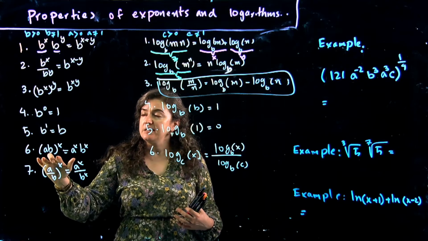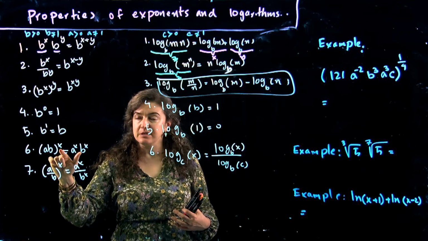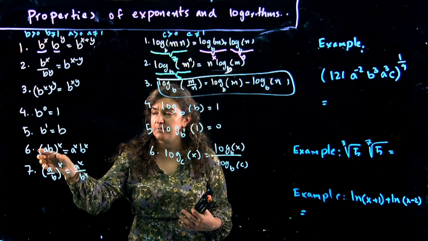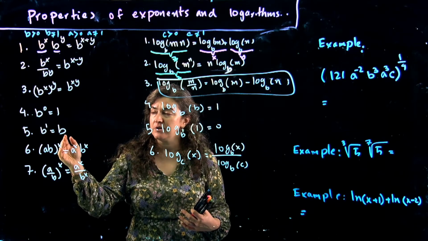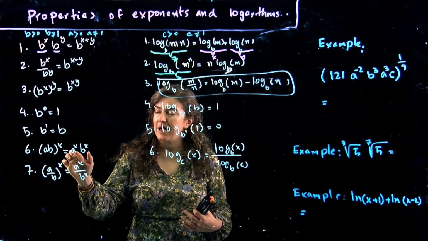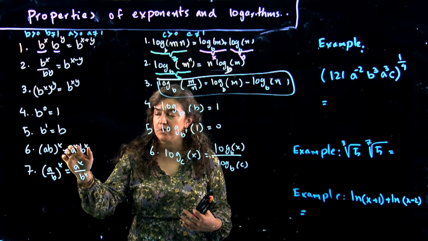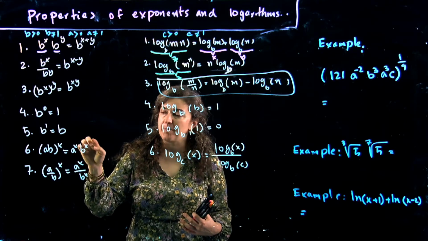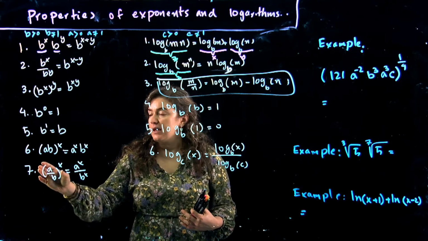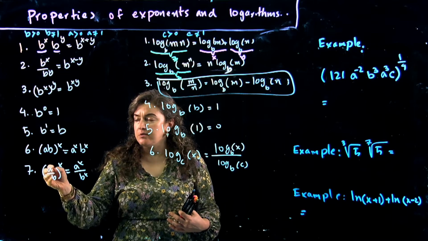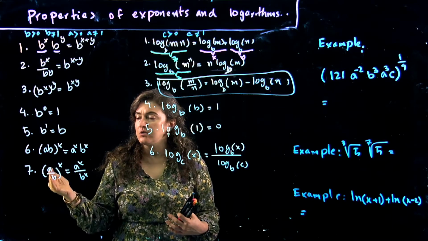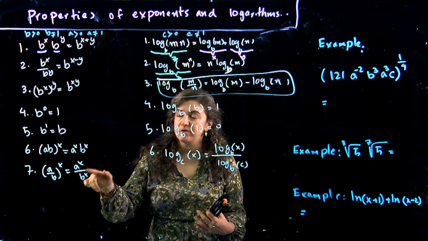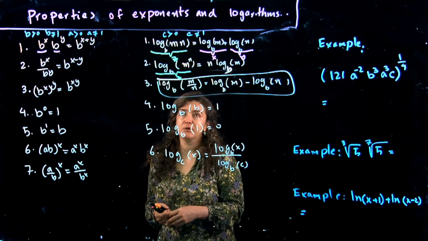This one, two different bases to the same power, then a product of two different bases to the same power, it would be the product of each base to the power. The division of two bases to a power is going to be the numerator to that power divided by the denominator to that power.